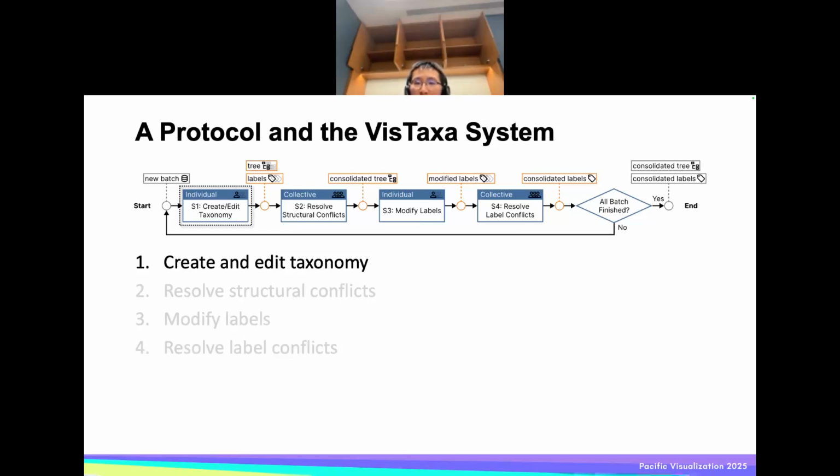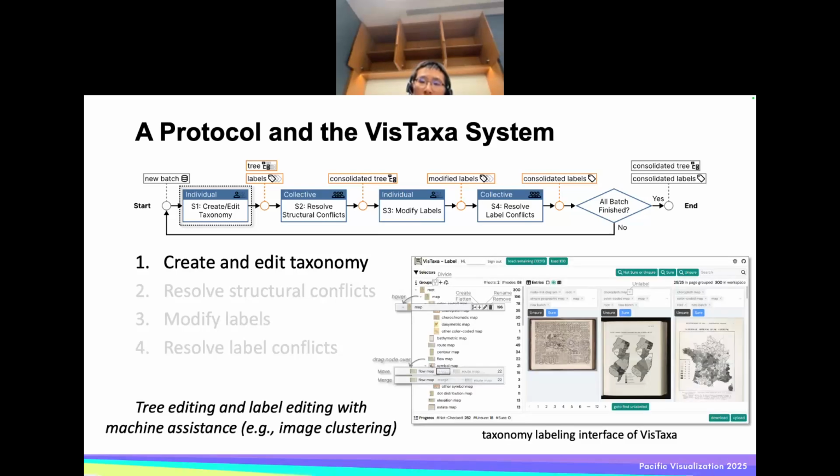For the first step, each coder individually edits a hierarchy of taxa and assigns the images to the taxa. The editing is conducted with VizTaxa's taxonomy labeling interface, where the coder can edit the taxonomy tree and assign taxa to images. The interface integrates some machine assistance, such as using CLIP embeddings and k-means to cluster the images and suggest splits when dividing a taxon.